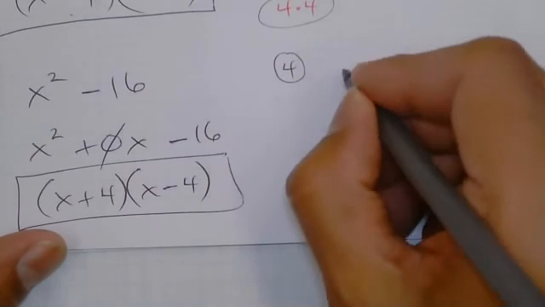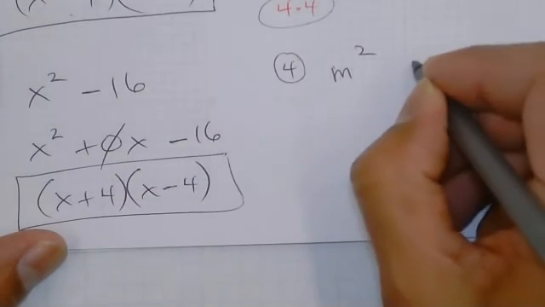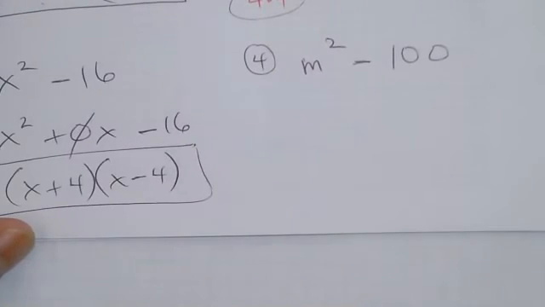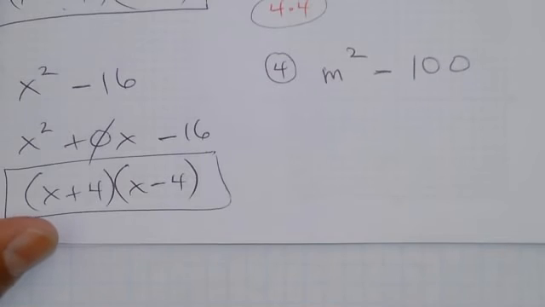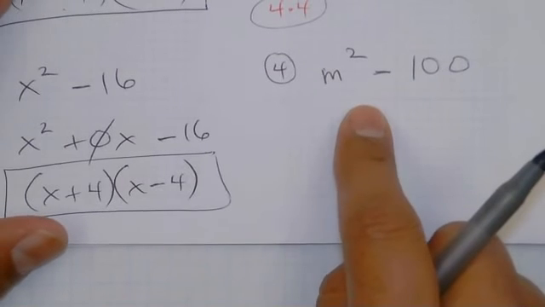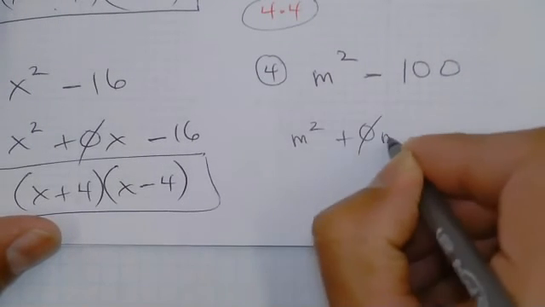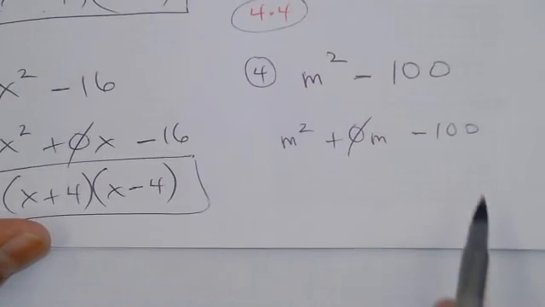Okay, let's do another one. Number 4. How about if I put, let's just change the letter just to be nice, m squared minus 100. Well, remember, you're used to seeing these with 3 terms. What does it mean if it doesn't have a middle term? Isn't it m squared plus 0m minus 100? Do you guys agree with that? You see what I'm trying to tell you?